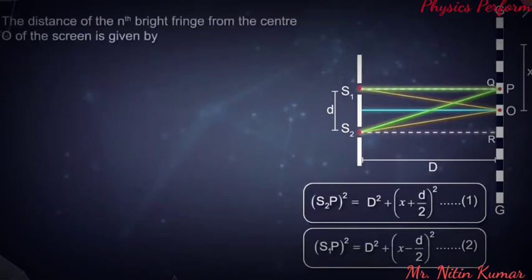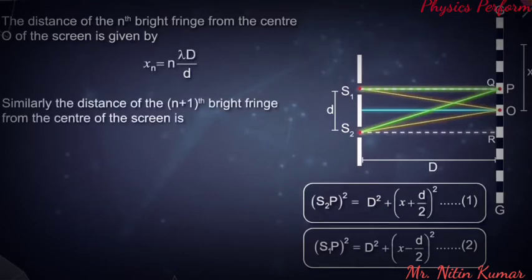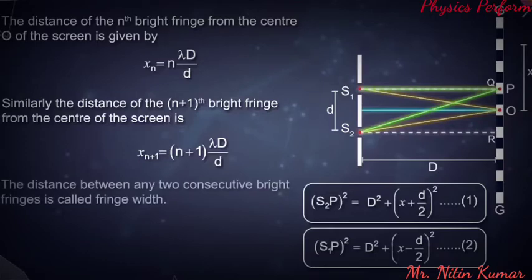The distance of nth bright fringe from the center O of the screen is given by xn is equal to n lambda D by d. Similarly, the distance of (n plus 1)th bright fringe from the center of the screen is given by xn plus 1 is equal to (n plus 1) into lambda D by d. The distance between any two consecutive bright fringes is called fringe width. It can be obtained by subtracting these two equations.